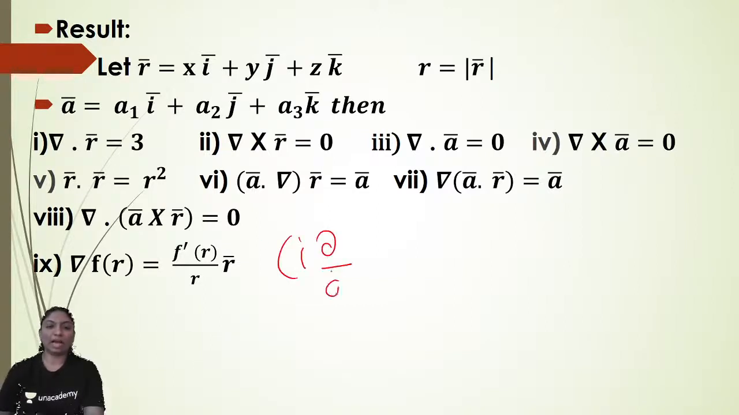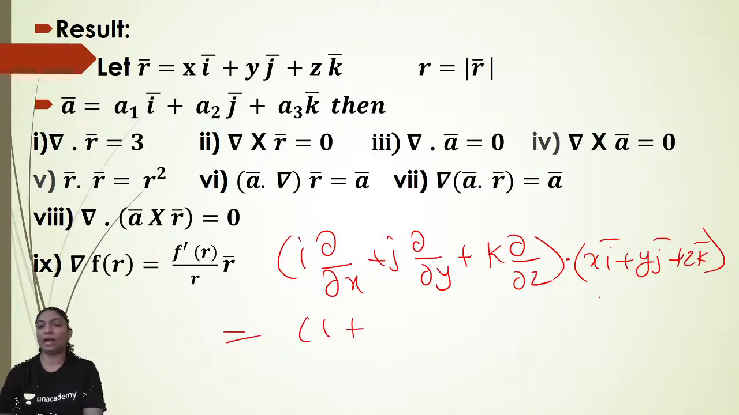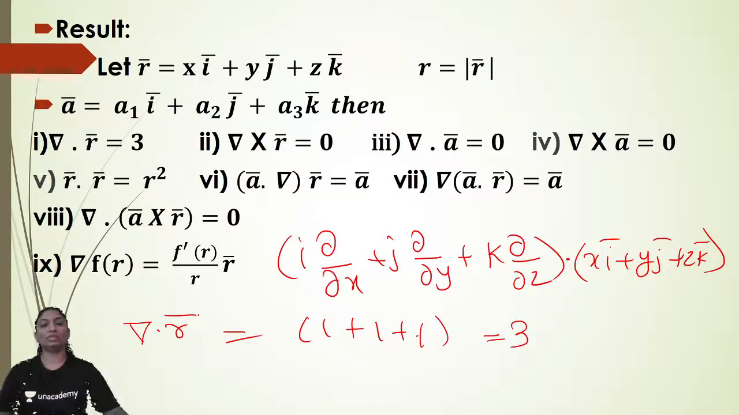If your del is i del by del x plus j del by del y plus k del by del z, as I explained in the previous lecture, how we operate del, on r bar, that is x i bar plus y j bar plus z k bar. So you will get i dot i is 1, the dot product with itself is 1, and del by del x of x is 1, plus j dot j is 1, del by del y of y is 1, plus k dot k is 1, and del by del z of z is 1. So 1 plus 1 plus 1, that is 3. So del dot r bar is equal to 3, and that is your scalar.